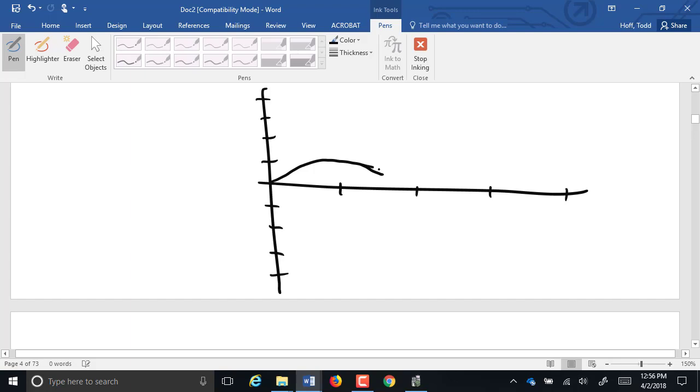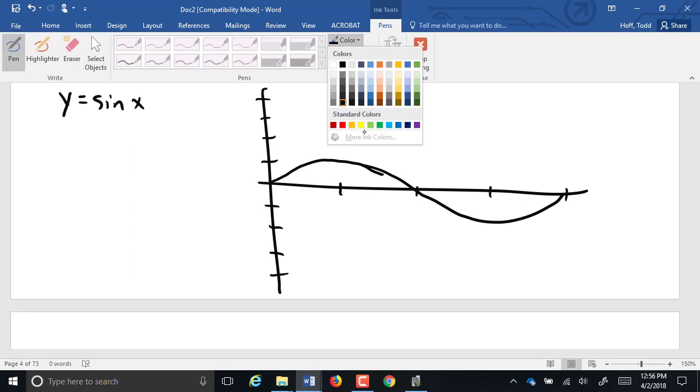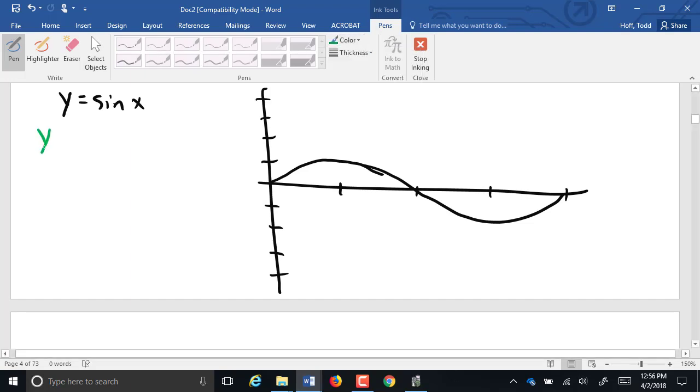Oh, I suck at drawing. There we go. So there's our sine wave again, y equals sine x. This time I'm going to try to change something different. Notice there's nothing in front of the sine this time, so our amplitude is going to be 1 still.